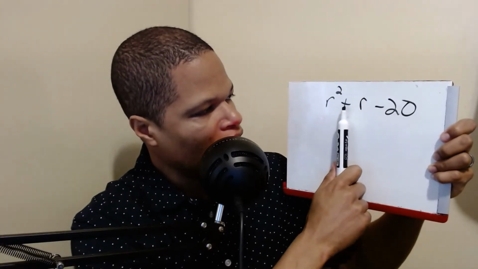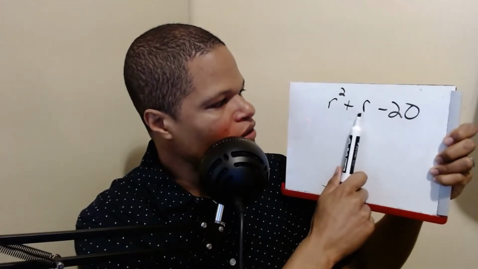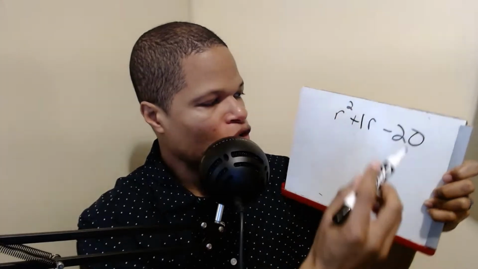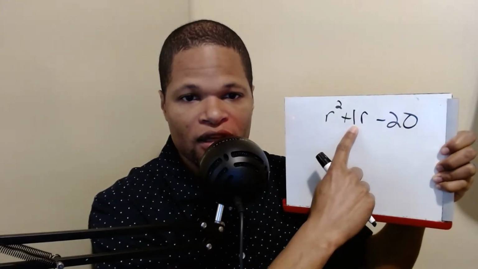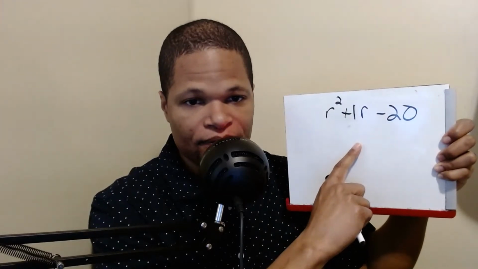Well, the question is, okay, I know the two numbers need to multiply to negative 20, but I'm confused. What's going on here? Well, don't forget, if you just see an r, you can go ahead and put a little 1 there. It's still the same thing as 1r, okay? They're not going to say 1r when you're looking at your examples. Your job is to know and recognize that, okay?